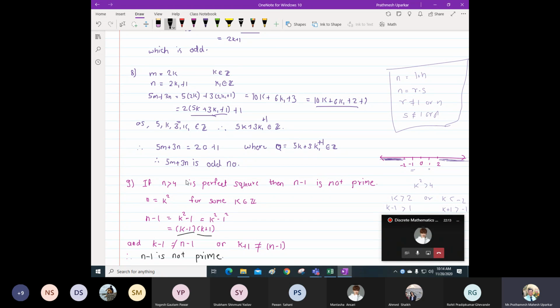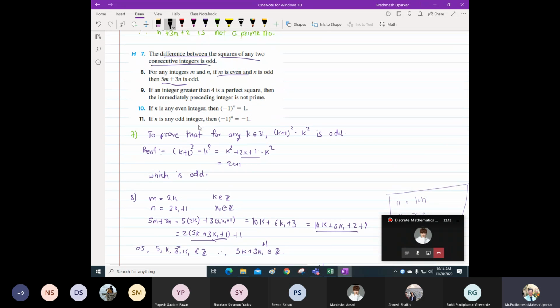What about the 10th one? What is the 10th one? If n is an even integer, then minus 1 raised to n is equal to 1. So I will prove the 10th one from these, and the 11th one will be an exercise for you.